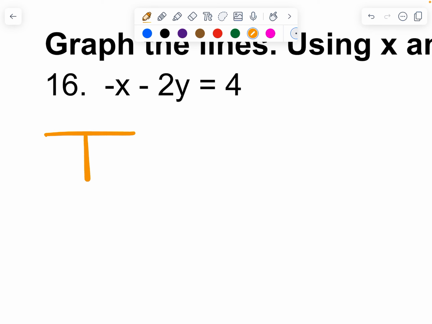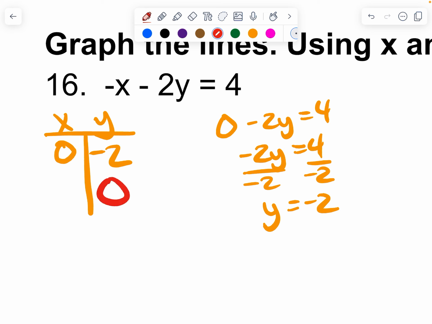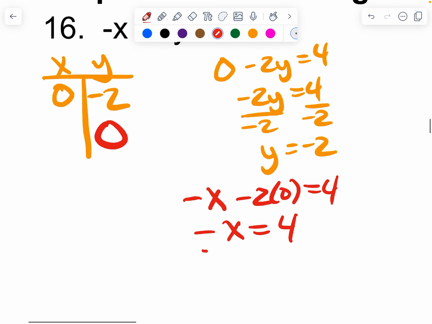Okay, so now we're going to do x and y intercepts. So that means I'm going to plug in 0 for x. So if I plug in 0 for x, it's going to get me negative 2y equals 4. Divide by negative 2. Get y equals negative 2. Then I'm going to plug in 0 for y. So negative x minus 2 times 0 equals 4. So that's negative x equals 4. Divide by negative 1, get x equals negative 4.